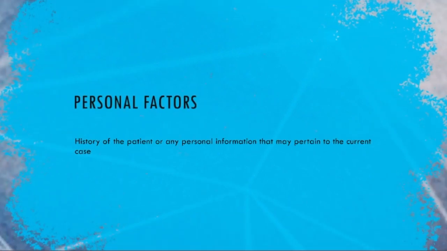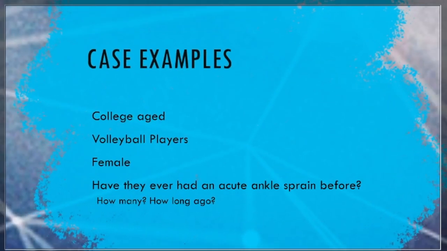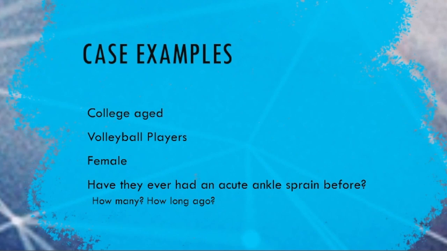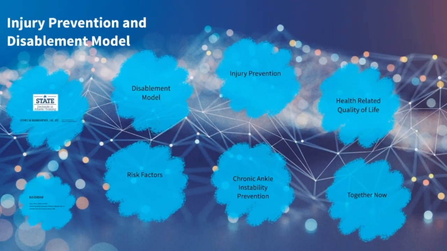Personal factors are the history of the patient or any personal information that can pertain to the current case. In our case example, the patients are college-age volleyball players, females, and if they have ever had an acute ankle sprain before, because this can contribute to chronic ankle instability.